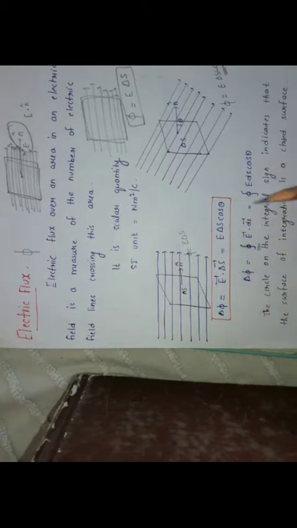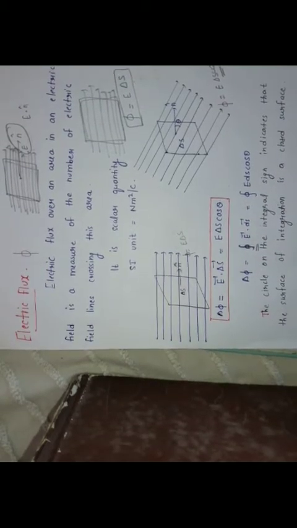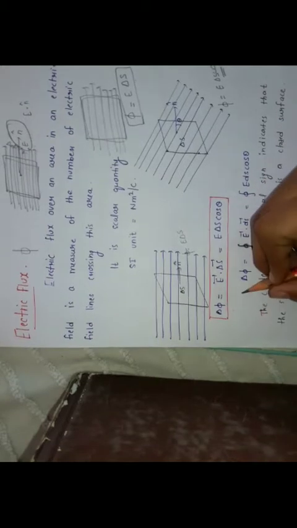Now here we have this integration sign, and this circle over it shows that the surface is a closed surface. It is not an open surface, it is a closed surface. If we have a closed surface, then we have to use the circle over the integration sign. This is all about electric flux. It is also a scalar quantity, and the SI unit is Newton meter square per coulomb.